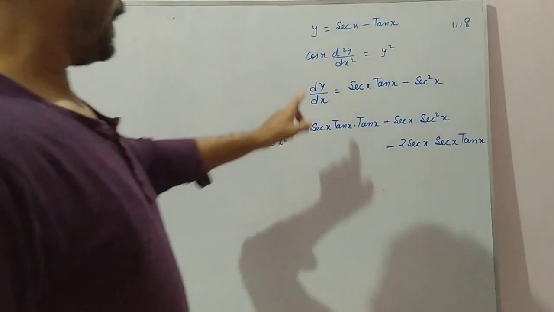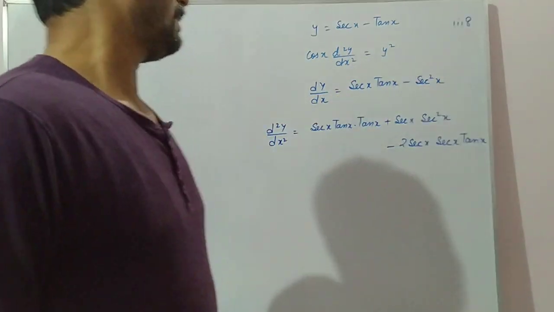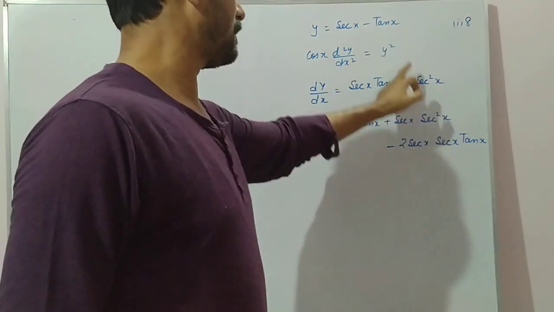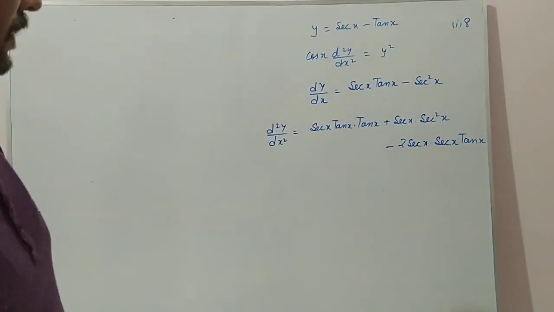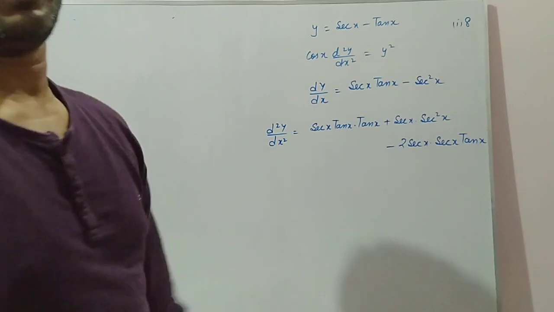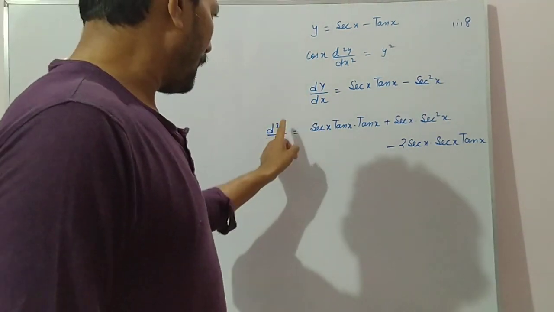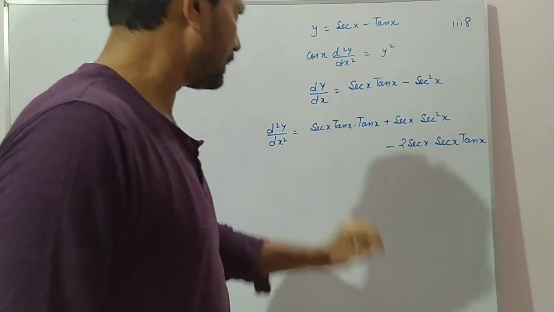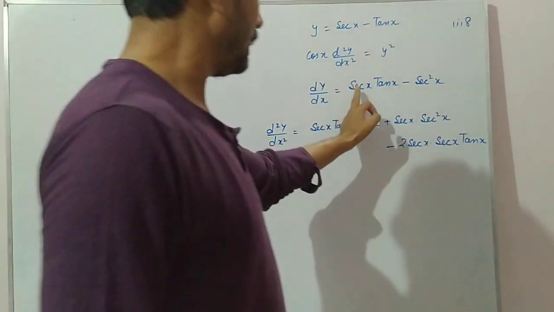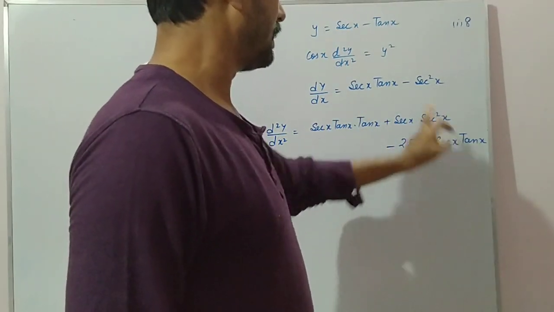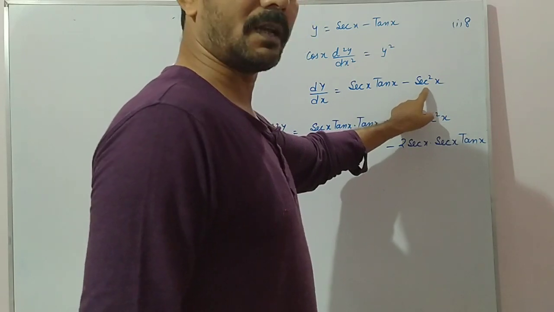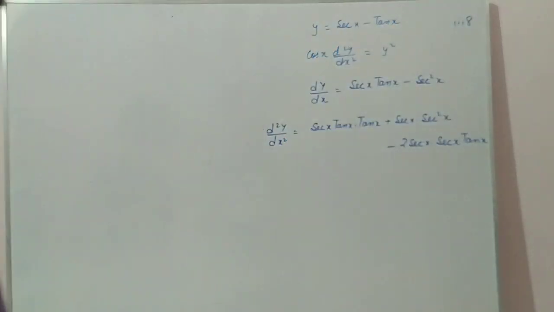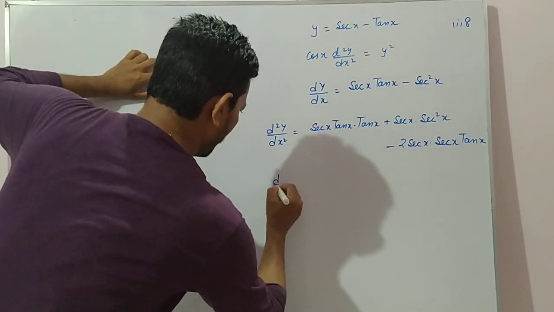See here, we have to prove that cos x d2y by dx square equals y square. Now see, dy by dx: sec x differential is sec x tan x, tan x differential is sec square x. Now when we go to the second differential, d2y by dx square, this is u into v form. So sec x differential is sec x tan x, we are leaving tan x as it is. Then sec x tan x differential is sec square x, minus this sec square x, which means sec x the whole square. So it will be 2 sec x, first the differential of the power, then the differential of sec x into tan x.